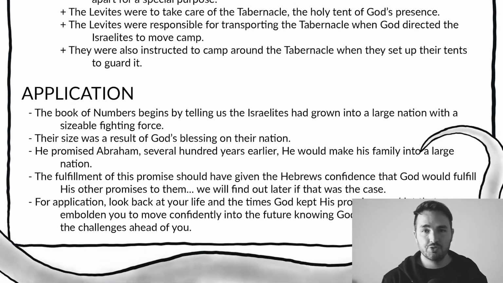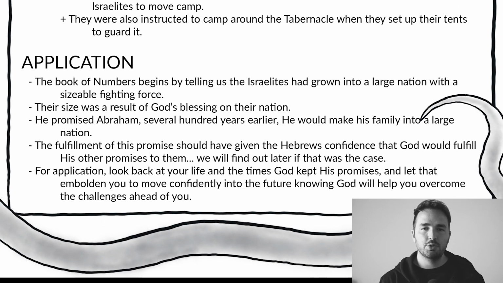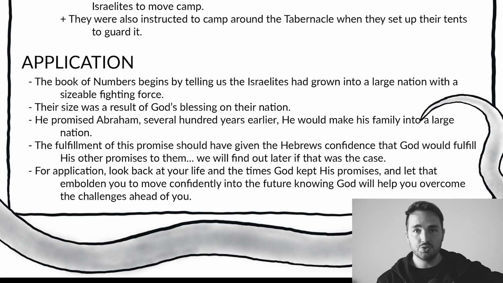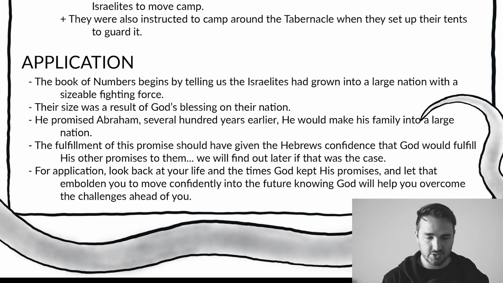Now, as we always do, let's finish off with an application. The book of Numbers begins by telling us that Israel had grown into a sizable nation with quite a large fighting force. Their size was the result of God's blessing on their nation. God had promised Abraham, who lived several hundred years before this, he was the father of the Israelites. God had promised him that he was going to make him and his family a great nation. He did that, remember, through his son Isaac and then his son Jacob.